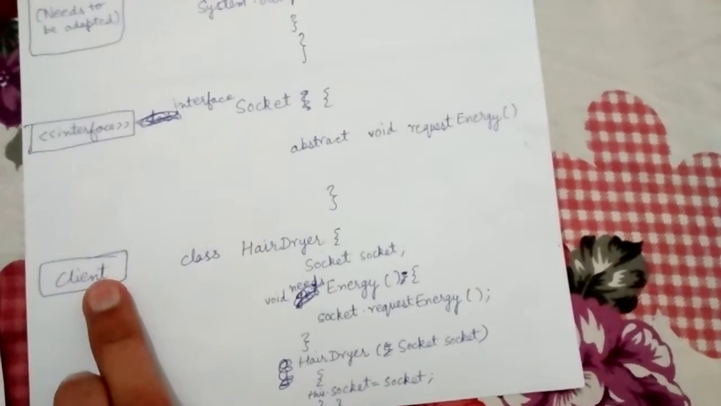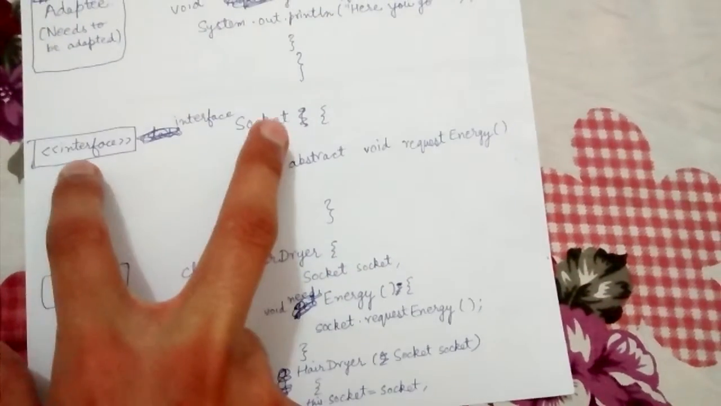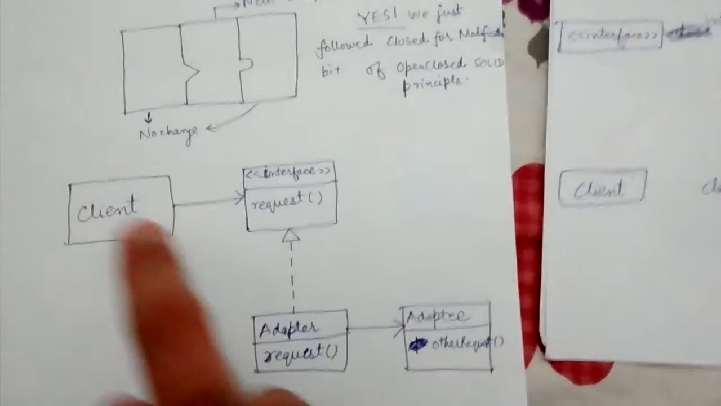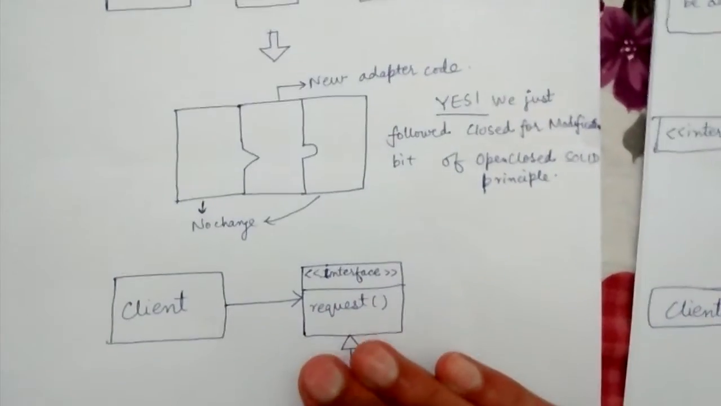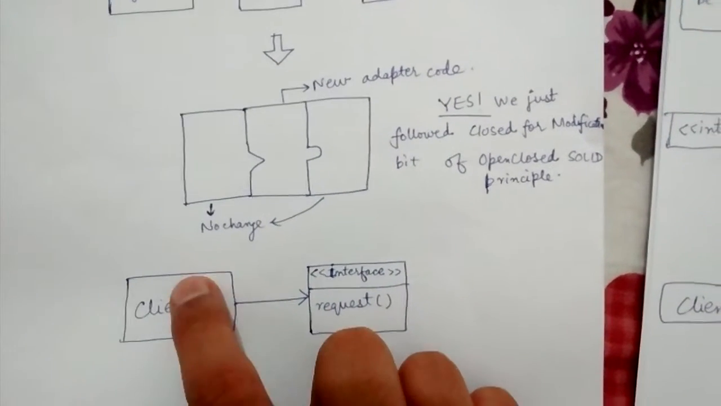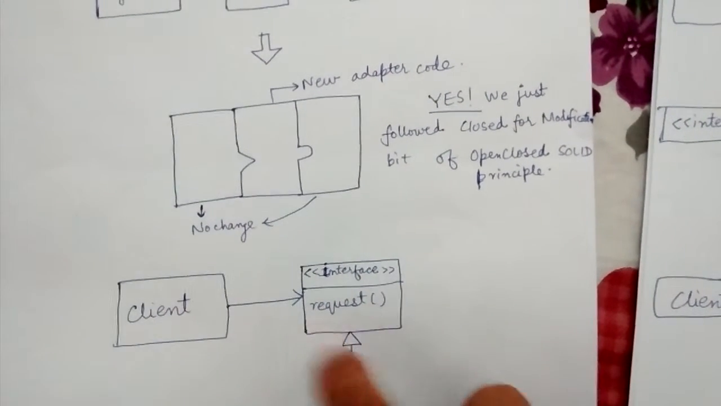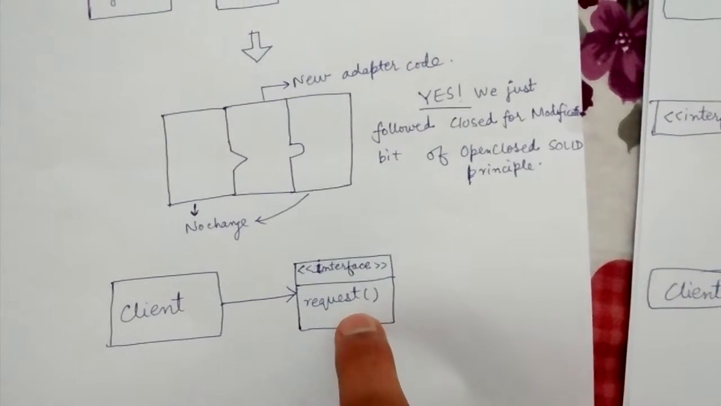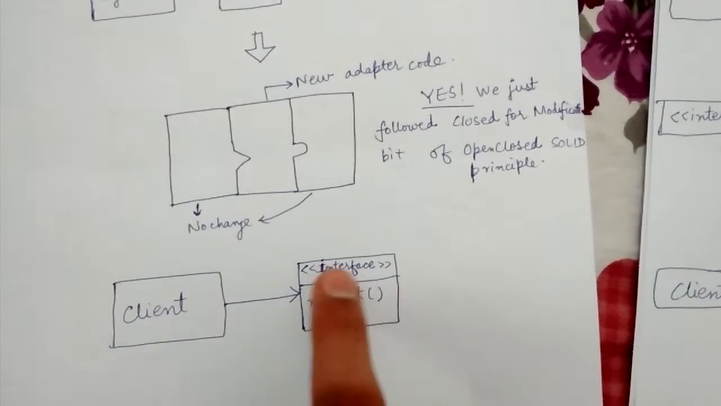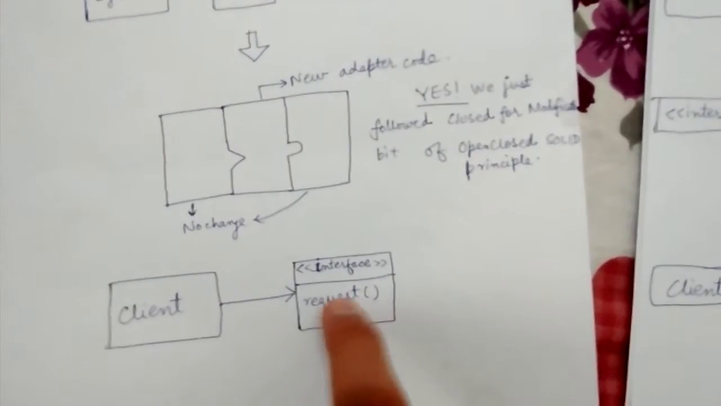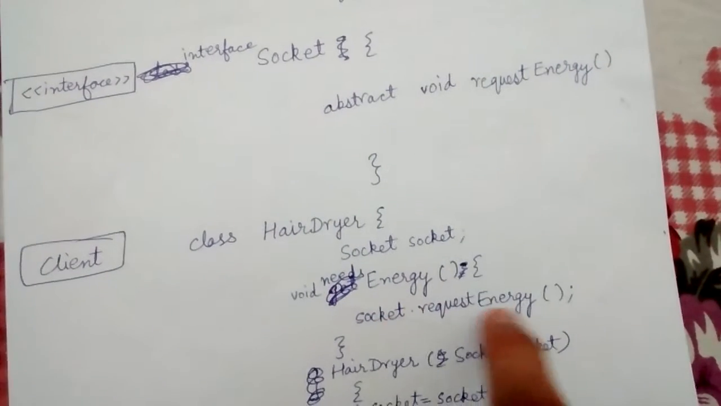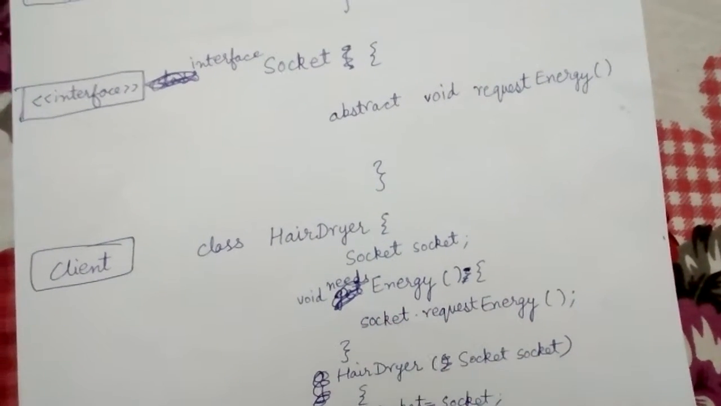So hairdryer is our client class and it's familiar with this interface, that is the socket interface. Let's look at the upper bit of this class diagram. This is our client class, which is hairdryer here, and it's familiar with this socket interface, and it knows that the socket interface has this request method, so it can call it. So basically it is familiar with the request energy method of this socket interface, and it's trying to call that.